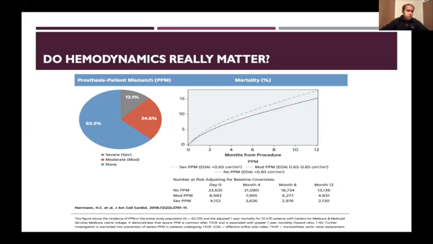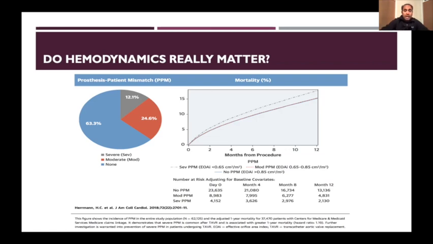And it matters to a degree that I don't think many of us would have anticipated: if you have severe patient-prosthesis mismatch, your mortality is increased, not in a longitudinal fashion, but in an immediate fashion. If you see this graph, it goes out to 12 months after the procedure, and if you have severe patient-prosthesis mismatch, these lines separate quite a bit. For people unfamiliar with this term, it's an indexed effective orifice area across the aortic valve. If that is less than 0.65 centimeters squared per meter squared, you have severe patient-prosthesis mismatch.